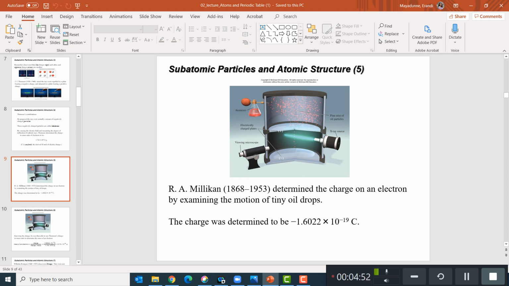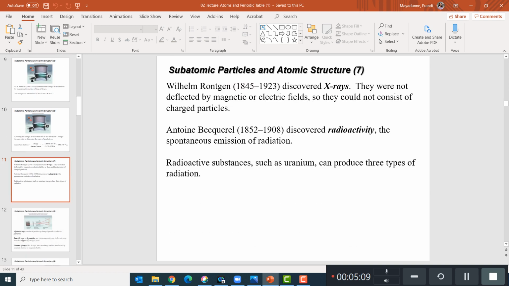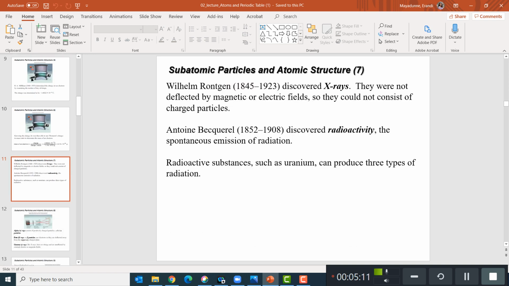The actual electron was discovered by J.J. Thomson, and he also discovered it is negative, and then Millikan found the charge of an electron, which is negative. C is for Coulomb. And then Becquerel discovered radioactivity, and there are some findings. This is all important.